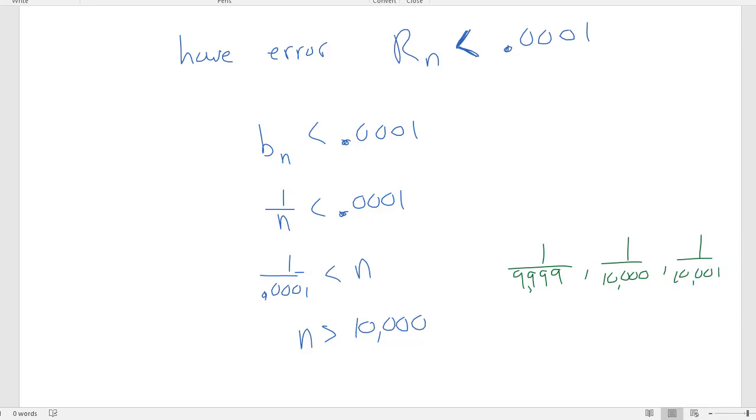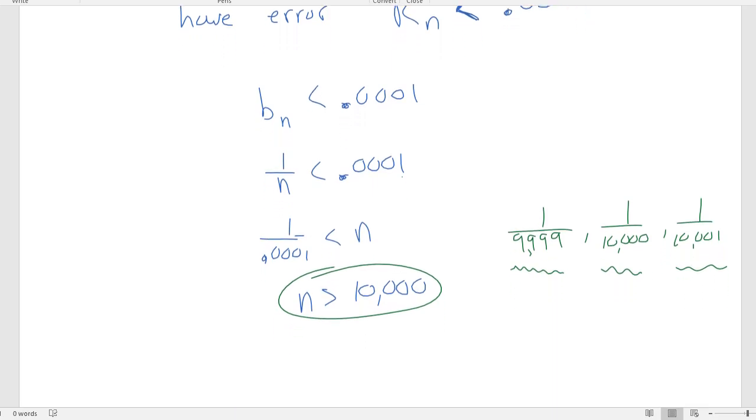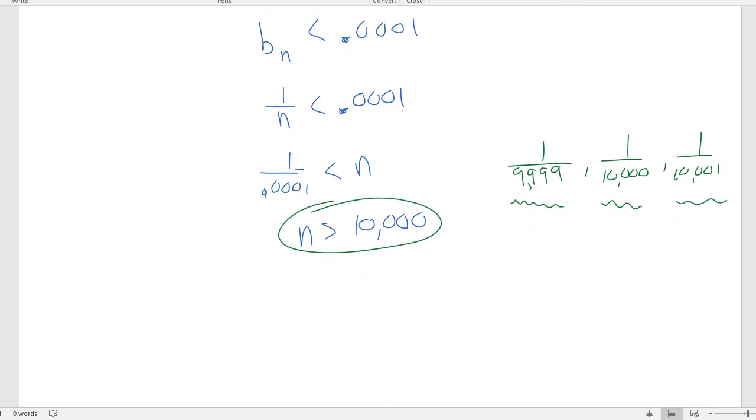If this was my first unused term, I'm not smaller than 0.0001. So this term is 0.0001, but it's not smaller. So I need to go out to the 10,001st term. This is saying n has to be bigger than 10,000. So I need to go out to the 10,001st term to have an error less than 0.0001. So we're going to use up to n equals 10,000 terms, and then my first unused term will satisfy my error requirement.